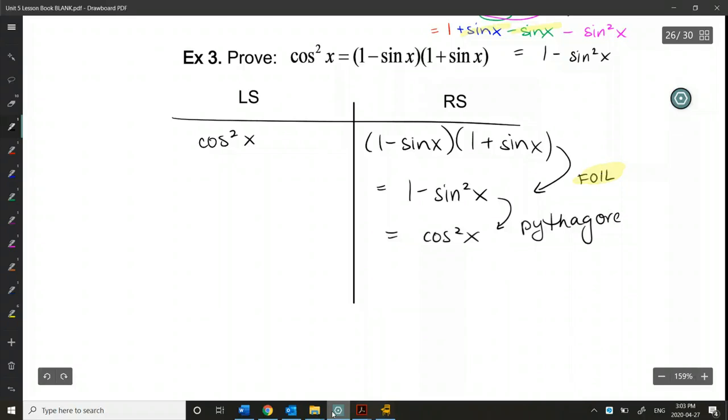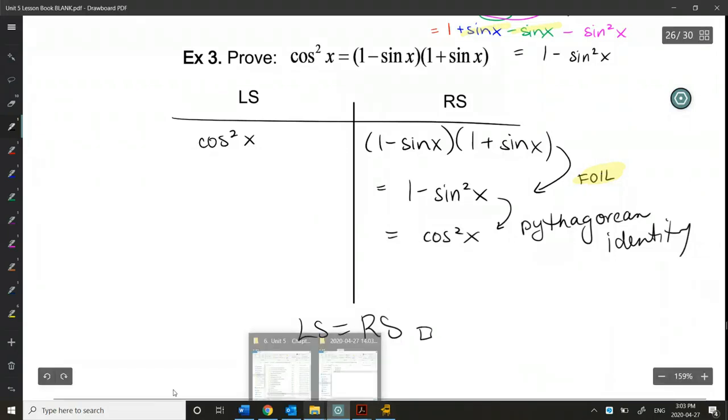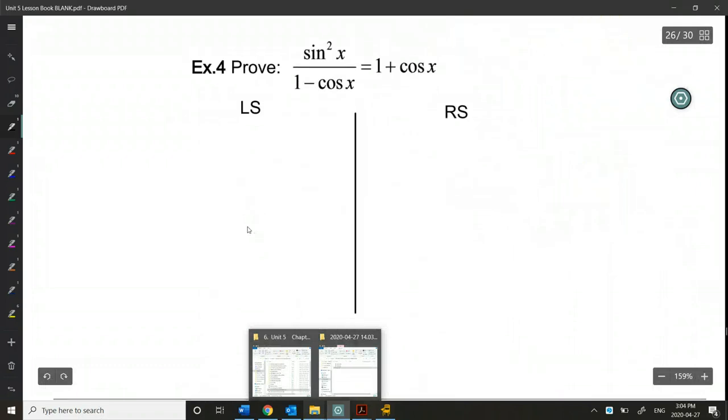Okay, so this one we get from the Pythagorean identity, which we rearranged. And now we have left side equals right side, so we'll finish off our proof with left side equals right side and our little box or QED. Let's try another example.